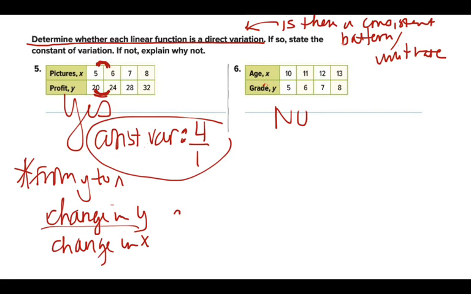We are first looking to see, is there a pattern that gets from the x's to the y's? Like, could you create an equation? Is there a consistent pattern from x's to y's? If there is, then your answer is yes. And from that point, you look at how the x's and the y's change. But for right now, there is no consistent pattern, so there's not a direct variation.